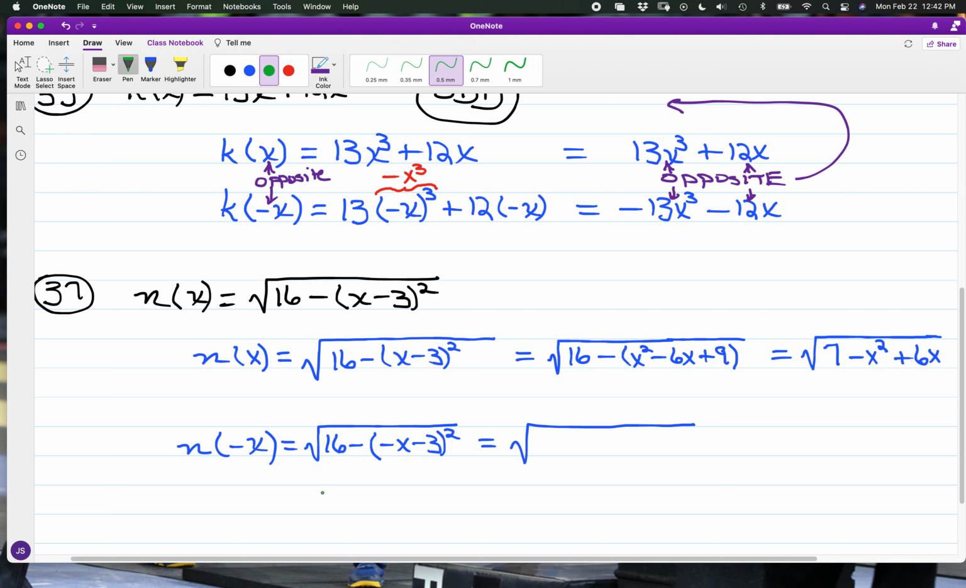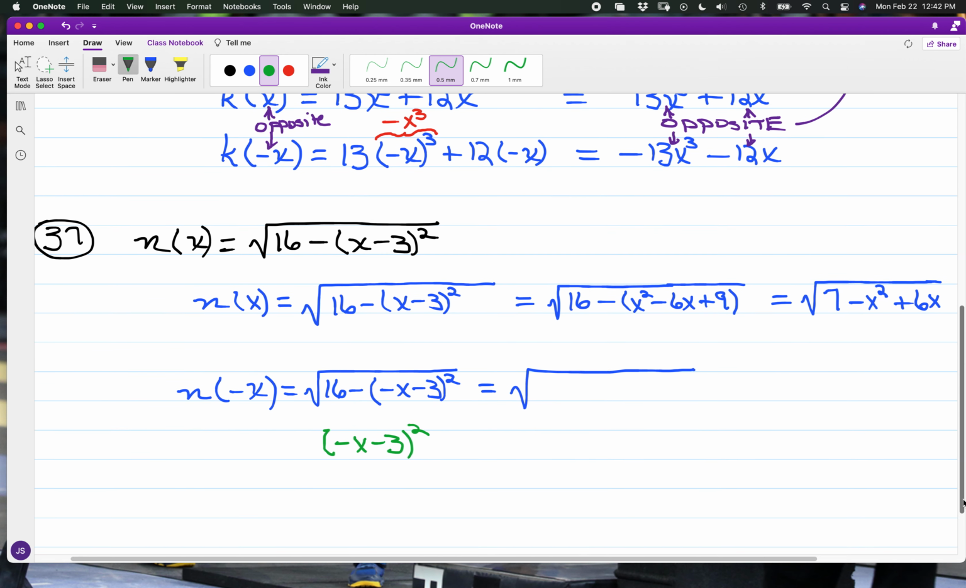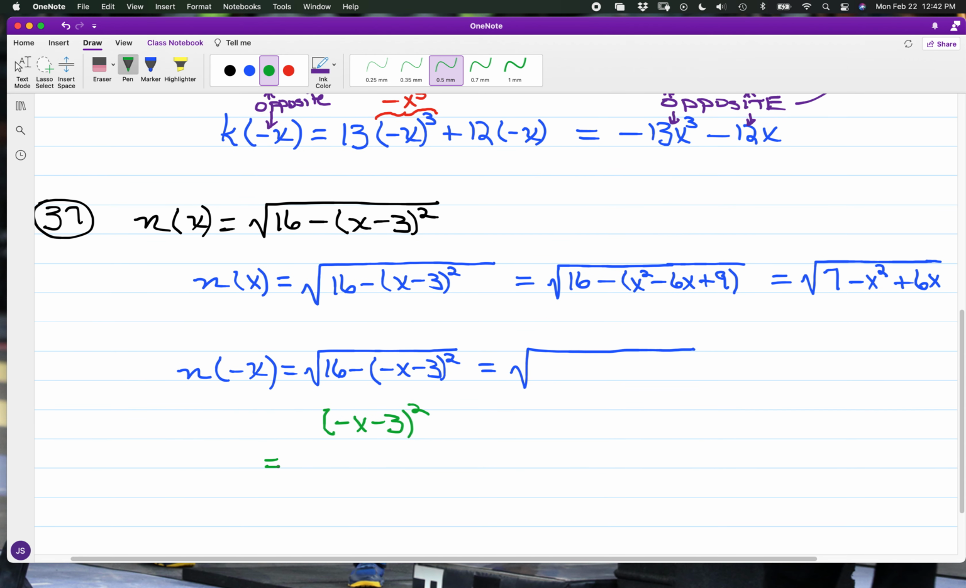And just step to the side here. Okay, so we have negative x minus 3 squared. So you have negative x minus 3 times itself. And if I were to take the FOIL, okay, so you have negative x times negative x. Negative times the negative is a positive.